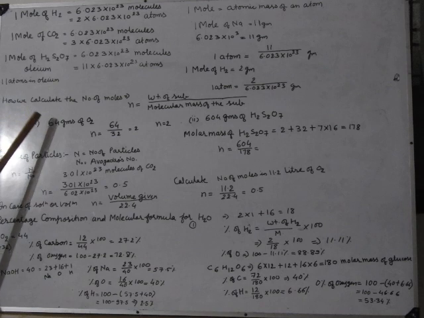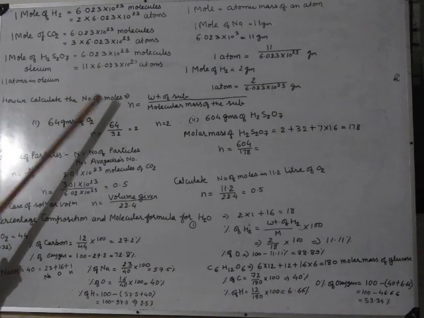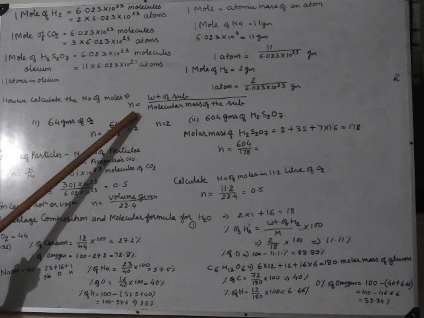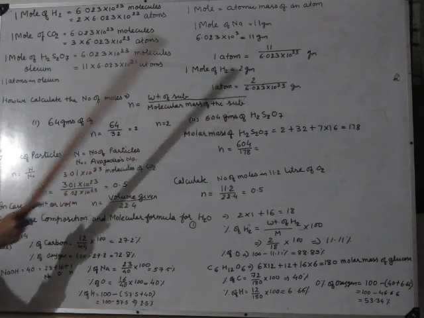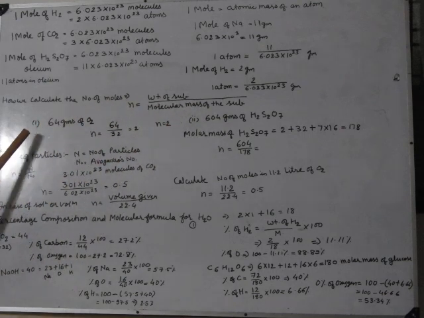How can we calculate the number of moles? Number of moles को कैसे calculate करेंगे? n is equal to weight of substance upon molecular mass of the substance. अगर कोई substance है तो उसके लिए क्या करेंगे?